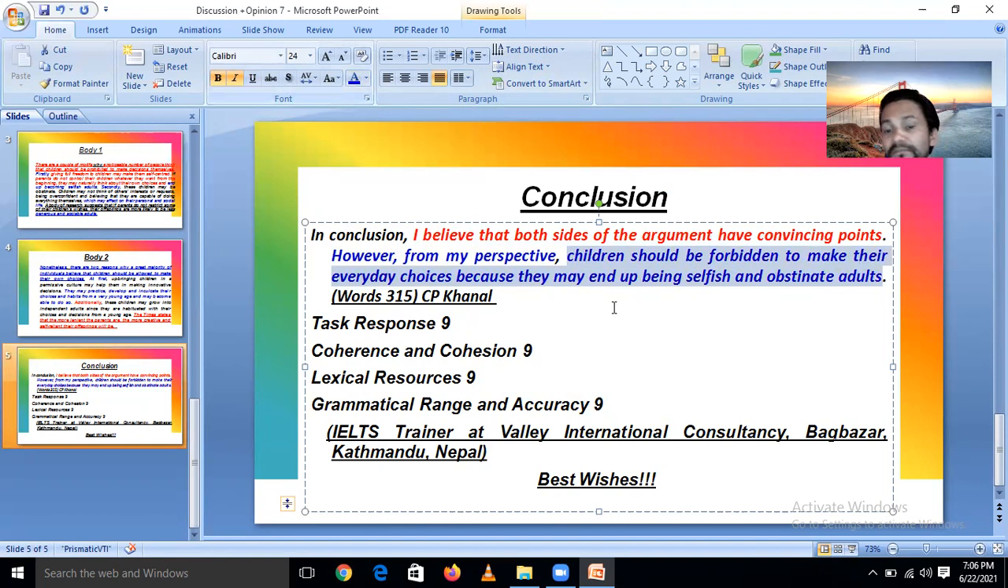The main points of body one of the essay. So this is also a band 9 essay, and this essay has 315 words. Task response: it has fully paraphrased all the main parts of the question, and coherence and cohesion: ideas are fully organized one after another, systematically. Lexical usage: a wide range of vocabulary is used. Grammatical range and accuracy: different types of sentence structures are used, simple, complex, compound, and there are no grammatical mistakes or errors. So this is a band 9 essay.